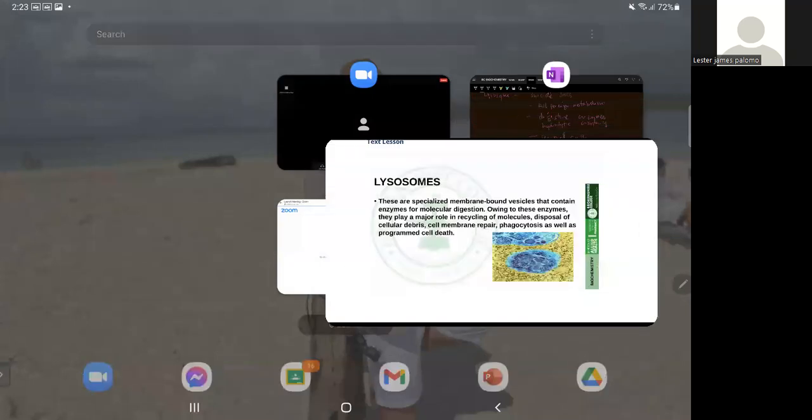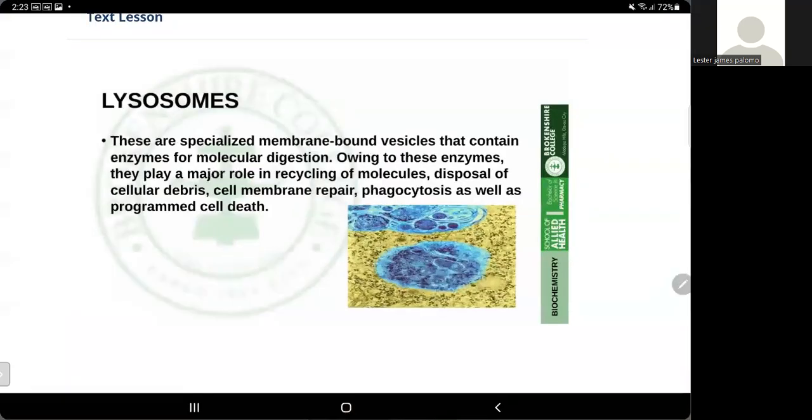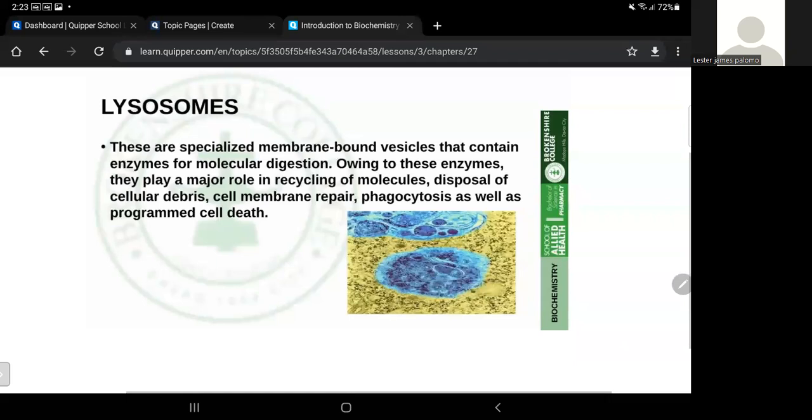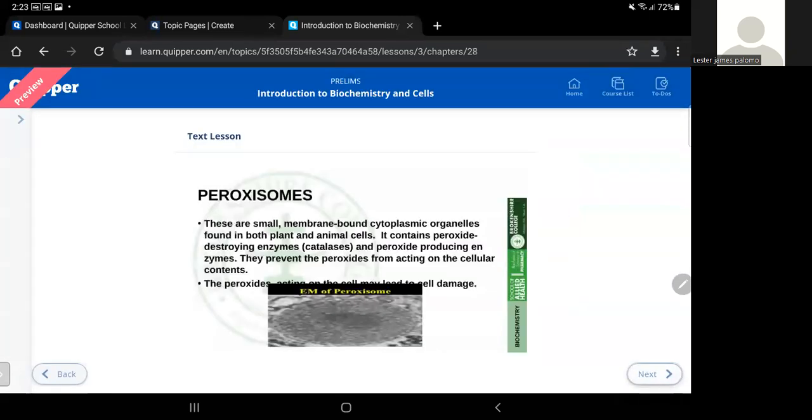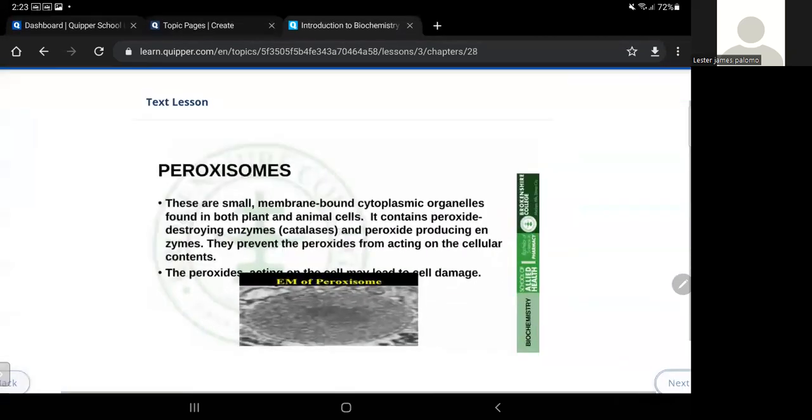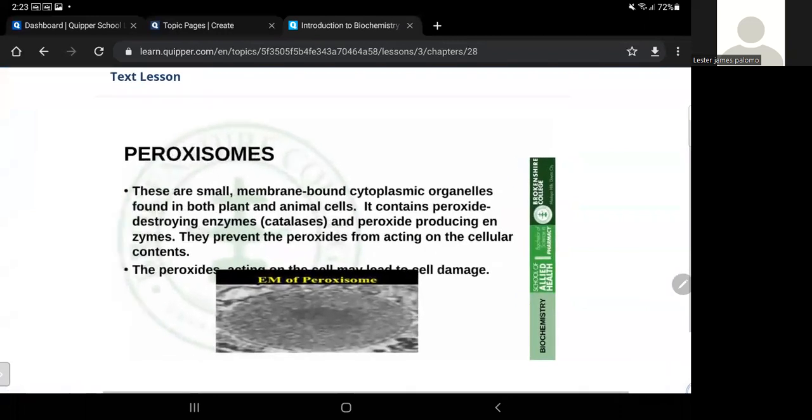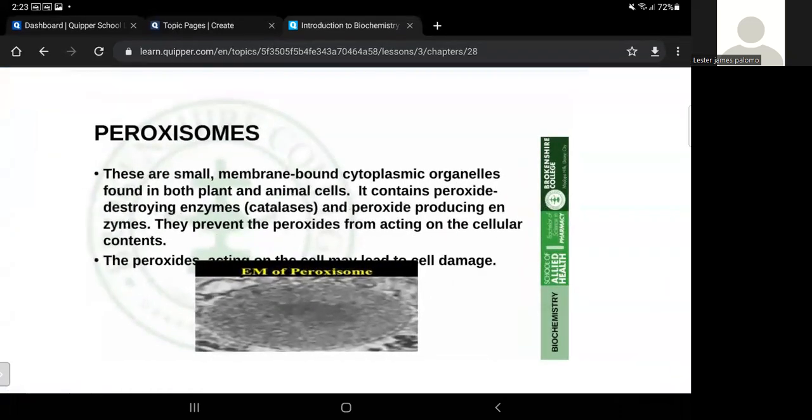Next is peroxisome. So here we continue. These are small membrane-bounded cytoplasmic organelles found in both plants and animals. So again, when we compare lysosomes and peroxisomes, lysosomes are only found in animals, while peroxisomes are found in both animals and plants. Do you follow, guys? Yes po.